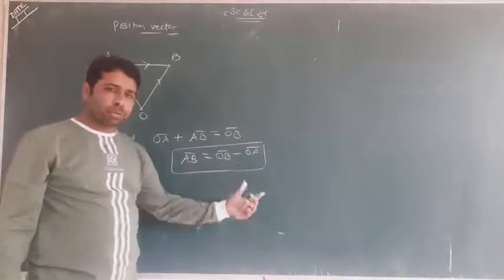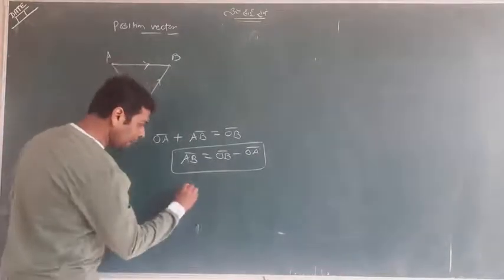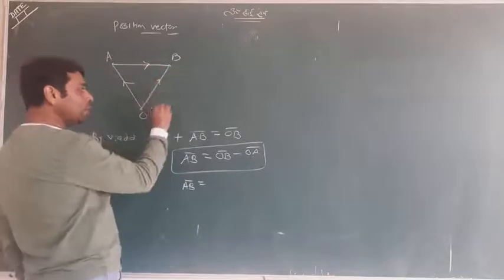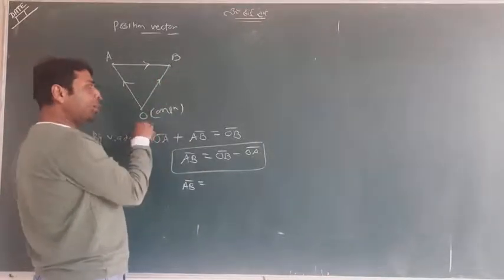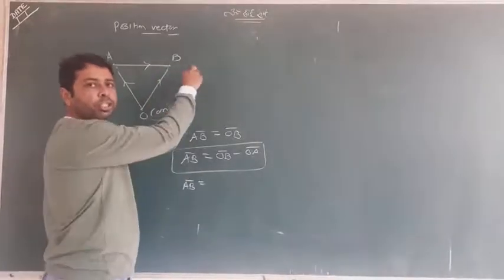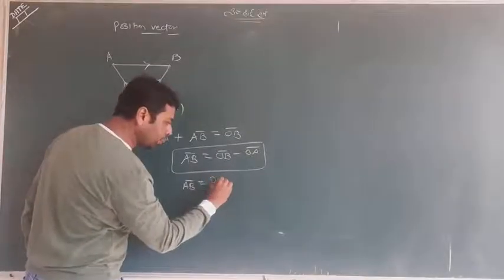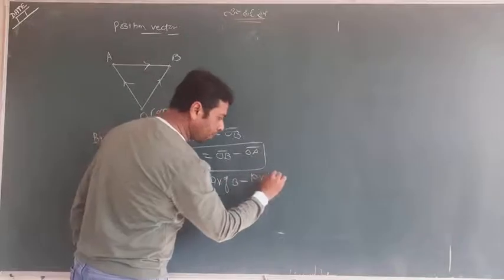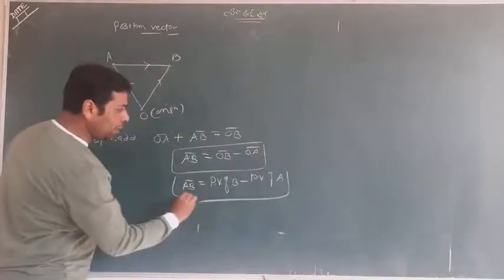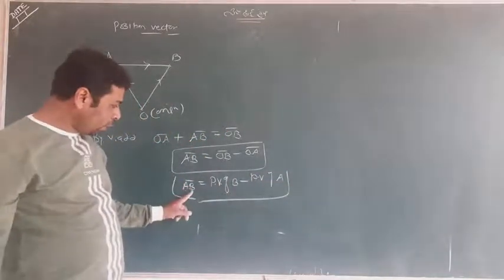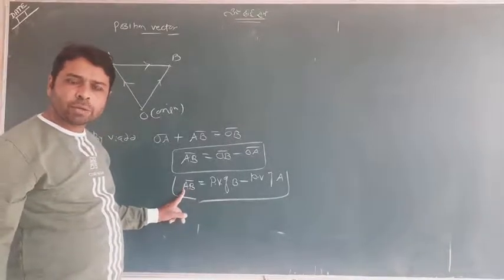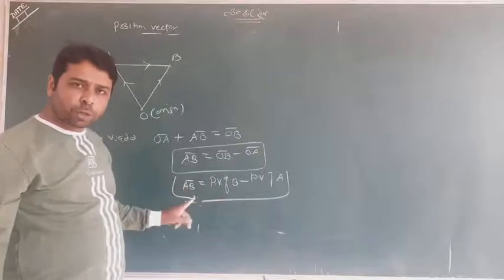Try to write it in this language. AB is equal to OB. What is the meaning of OB when O is the origin point? You know that when O is the origin point, OB is the position vector of B. So this is called the position vector of B and this is called the position vector of A. Now read it: AB is equal to position vector of B minus position vector of A. Hope you are getting this very important thing.